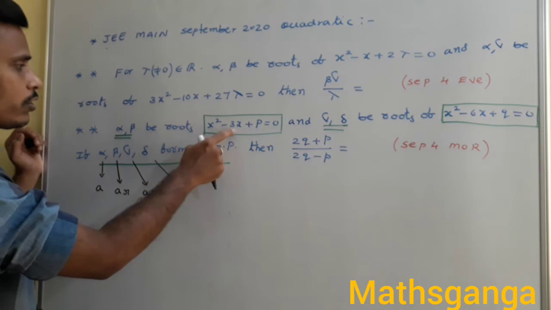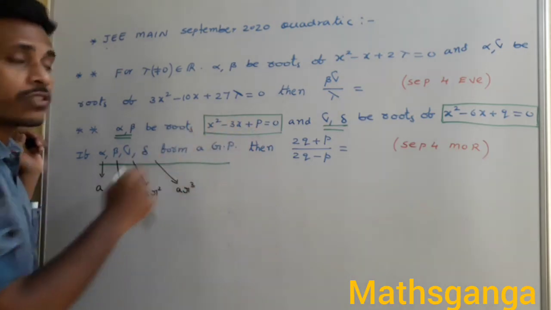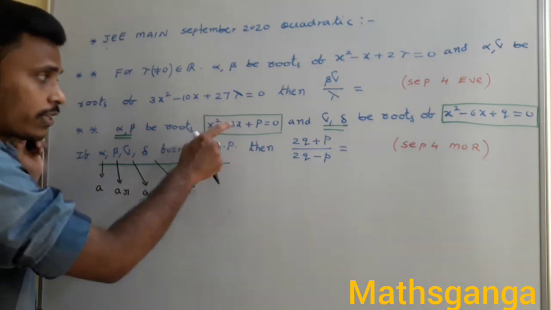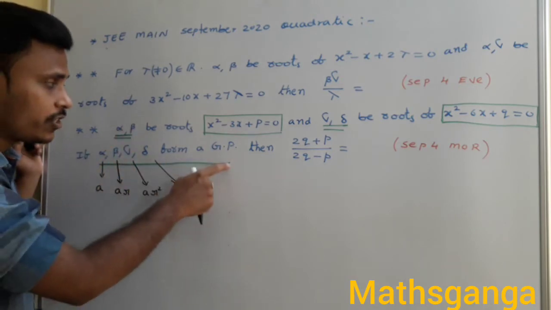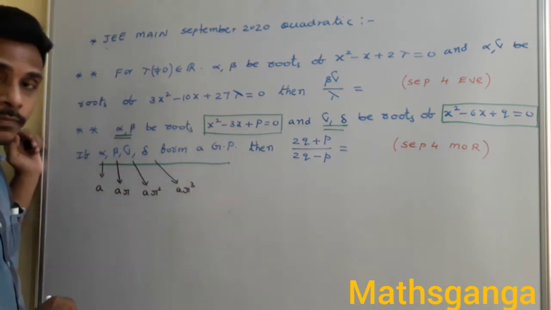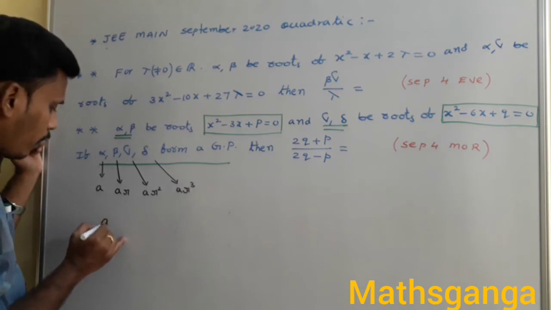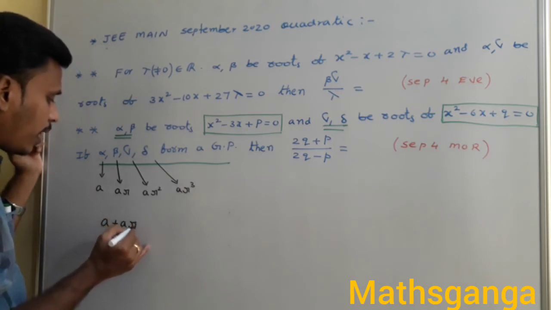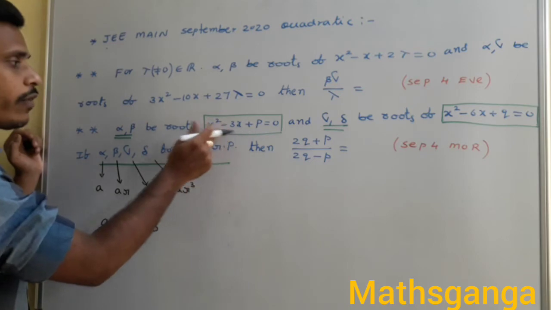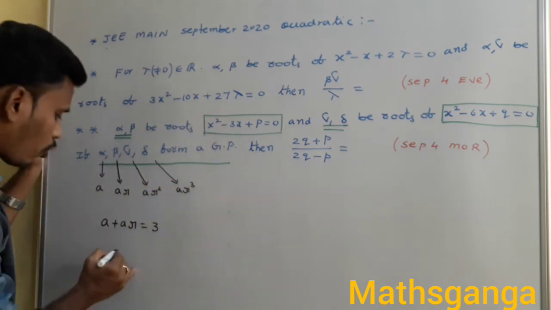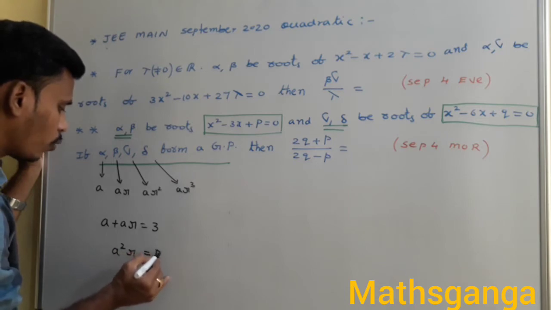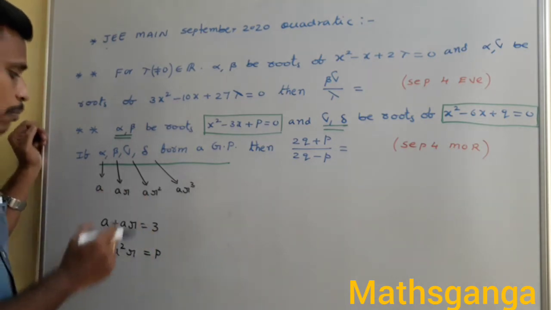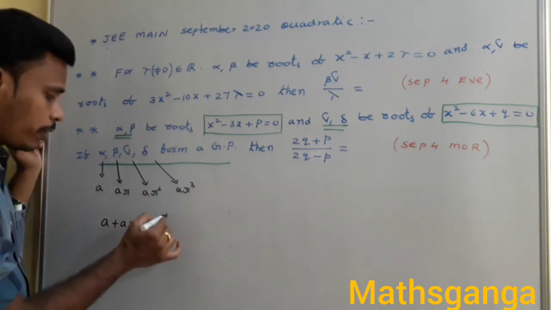Now from the first quadratic, I will consider the sum of the roots and the product of the roots. For the first equation, roots are alpha, beta and as per the GP, they are a and ar. So the sum of the roots a plus ar is equals to 3. We are very familiar with it. And the product of the roots a into ar, means a square r, is equals to p.